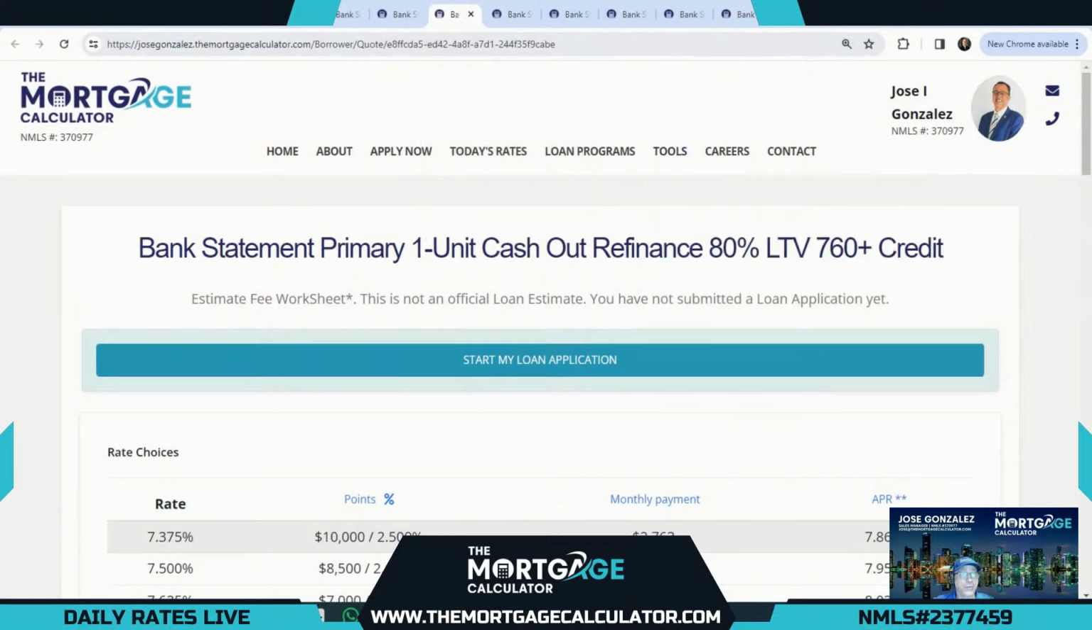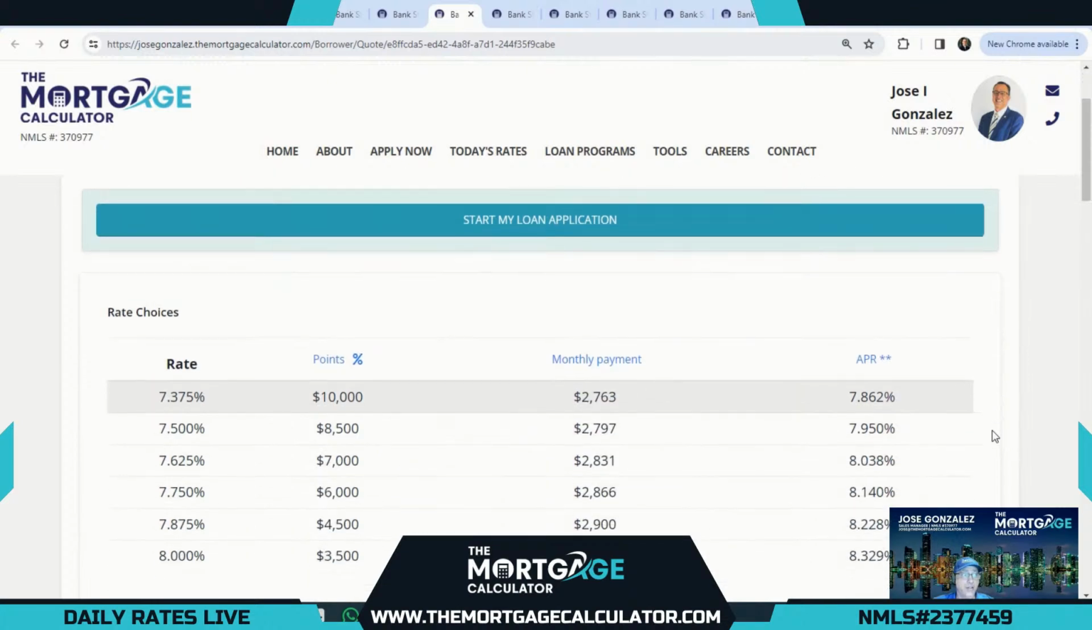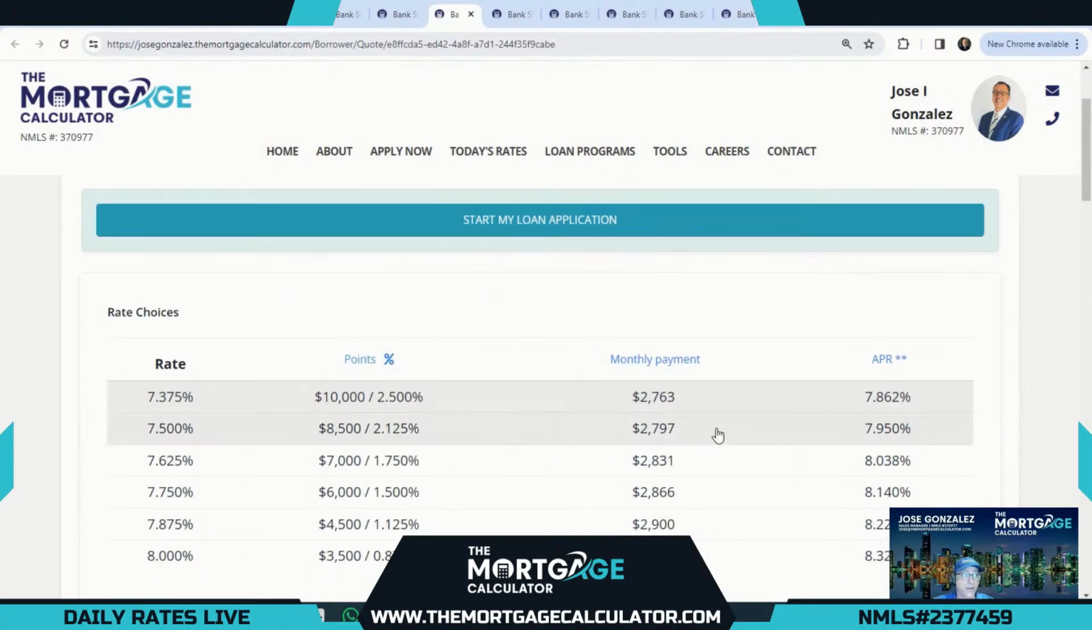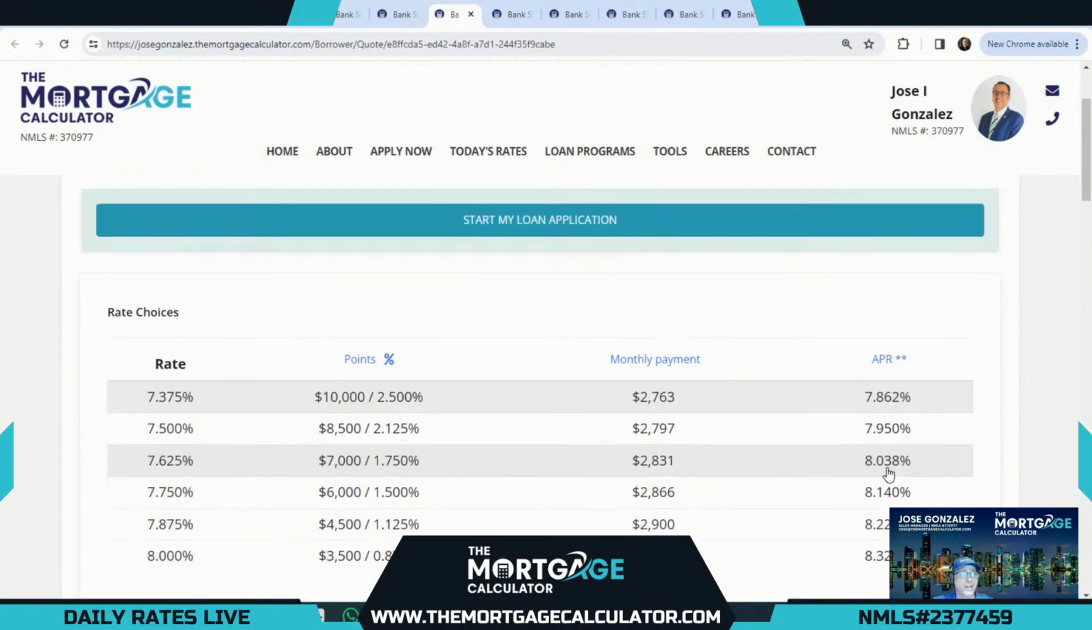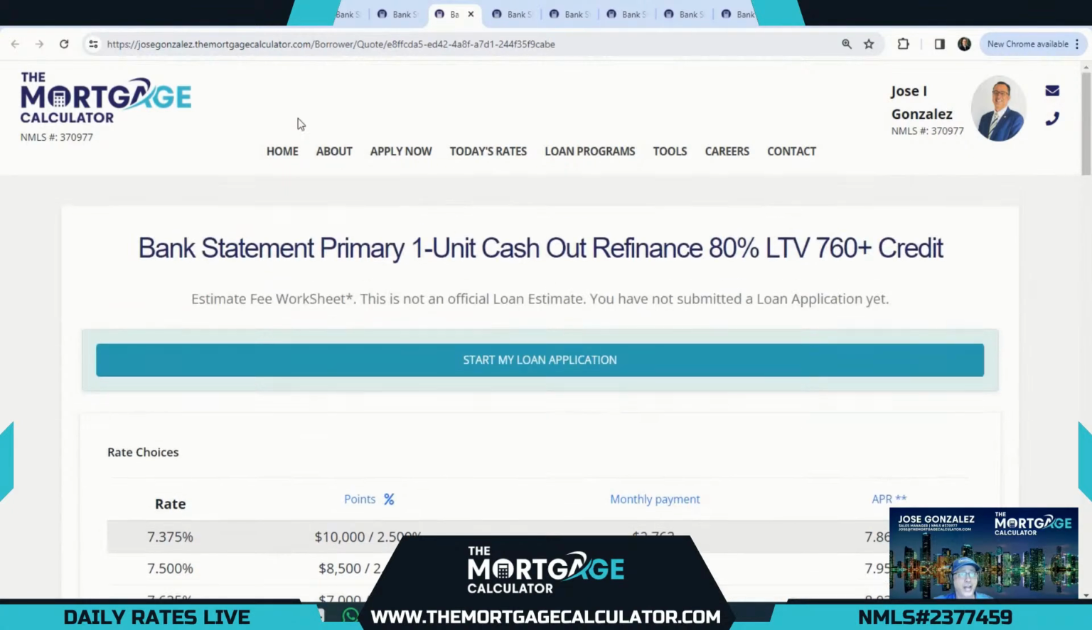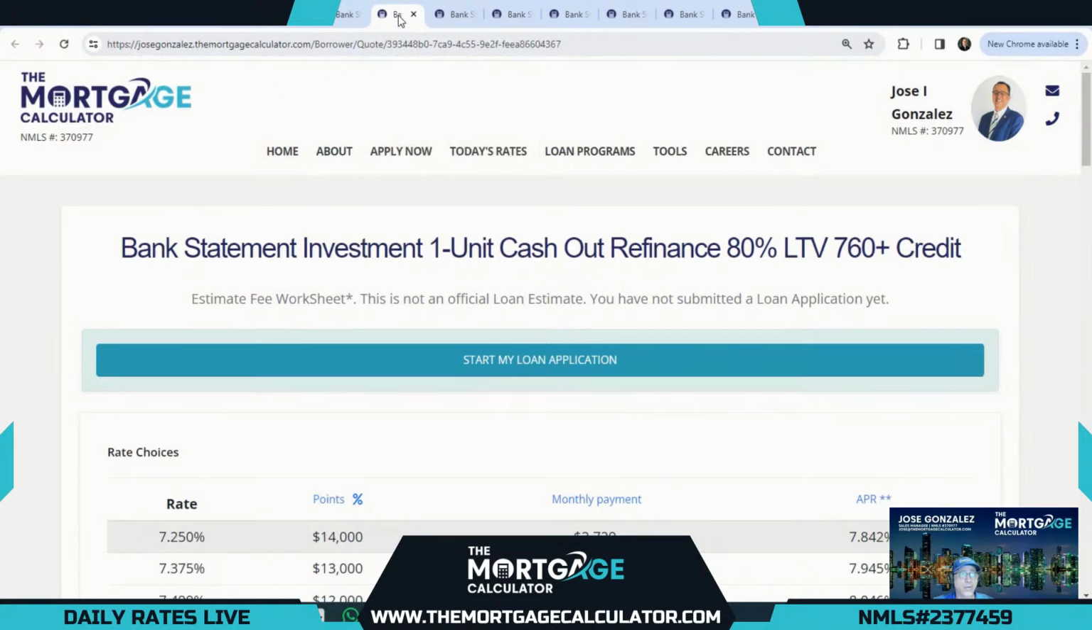And our cash out refi, best case option, best case credit here. Now we have an 80% option here for the cash out. Very good rates here. 8% is our lowest cost option. 7.375% lowest rate option. 80% LTV, maximum credit score, cash out refi.